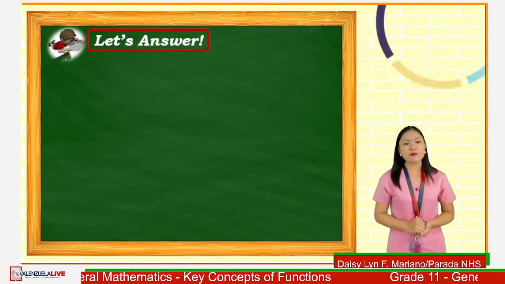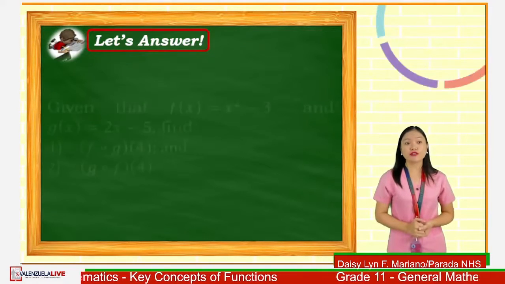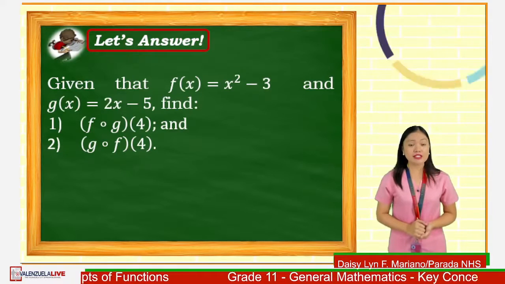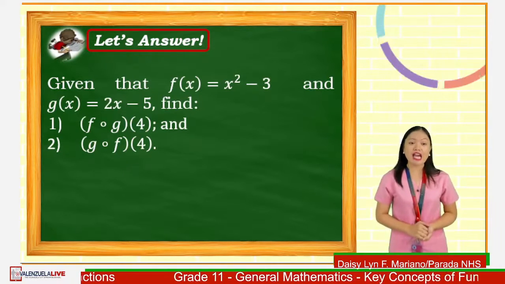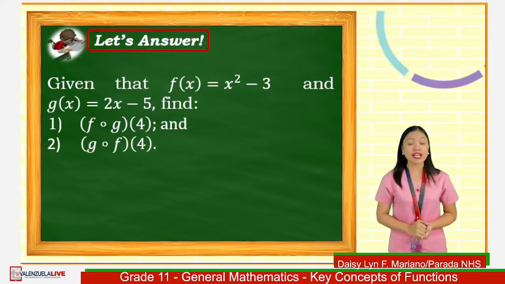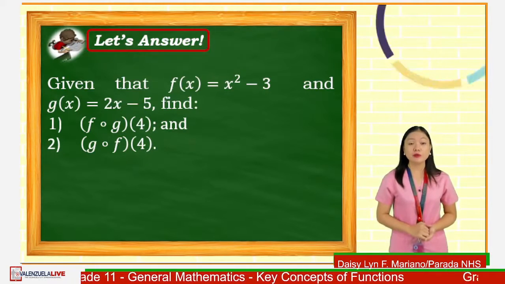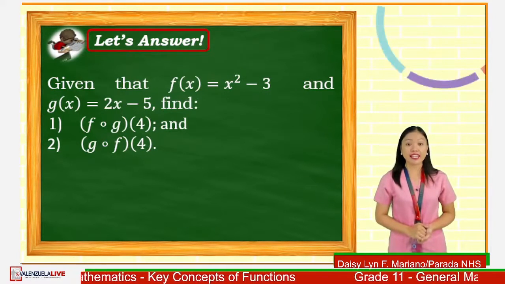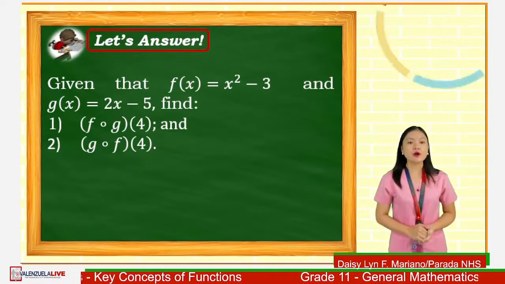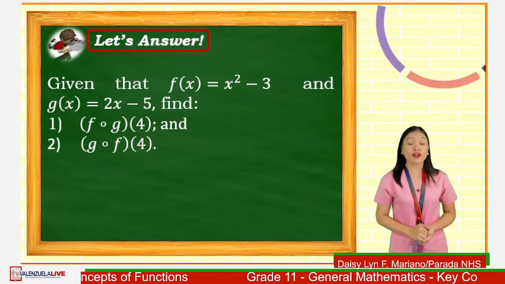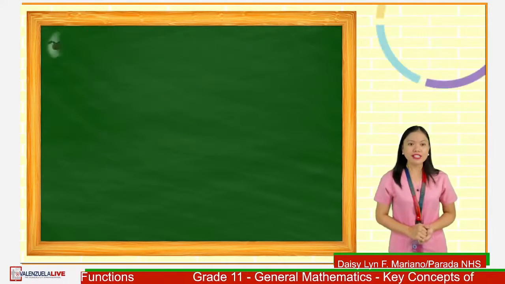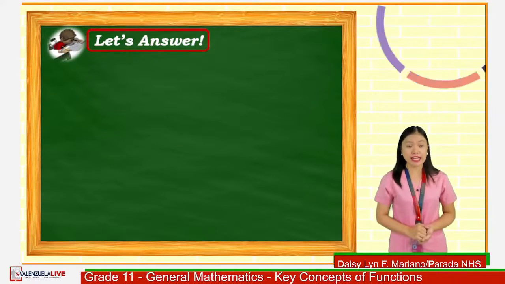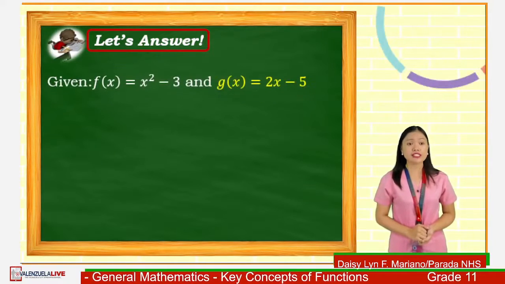Let us now have some examples about composition of functions. Given that f of x is equal to x raised to 2 minus 3 and g of x is equal to 2x minus 5, find number 1, f composed with g of 4, and number 2, g composed with f of 4. From the given functions, f of x is equal to x raised to 2 minus 3 and g of x is equal to 2x minus 5.